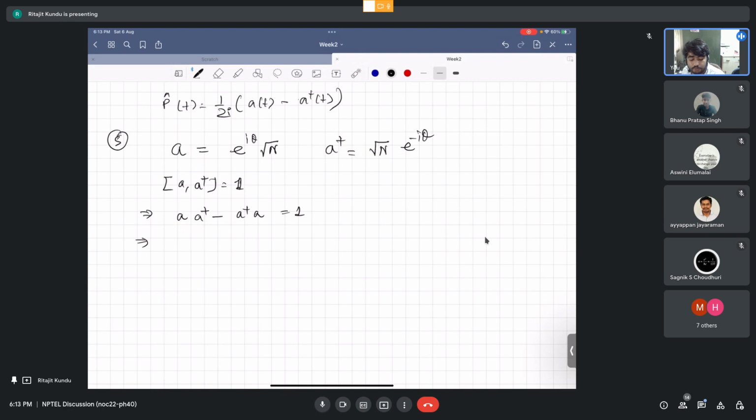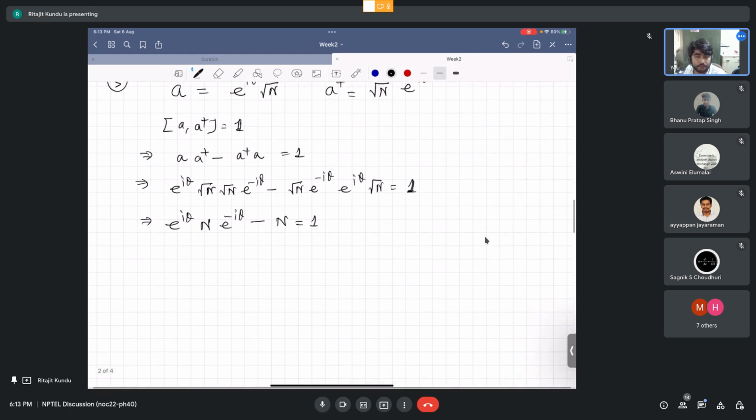Okay, so now you can plug these things in. This becomes e to the power i theta square root n, e to the power minus i theta square root n, minus square root n e to the power minus i theta and e to the power i theta square root n. This is very easy. I am just substituting the relations given in the question. Now what does this give me? This is nothing but e to the power i theta e to the minus i theta times n, minus n, is equal to 1. Okay, so I have done up to this.